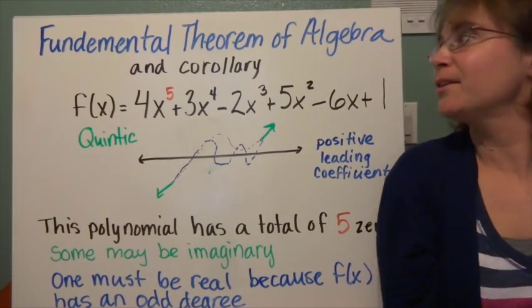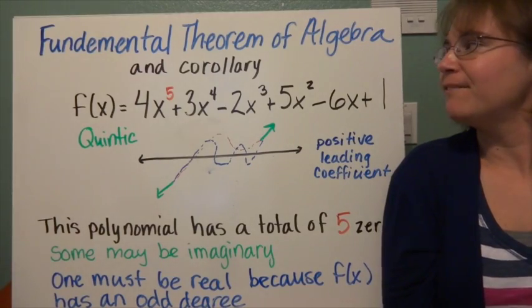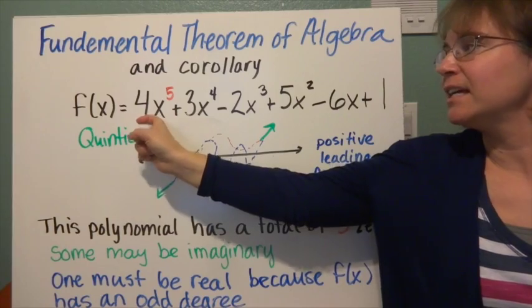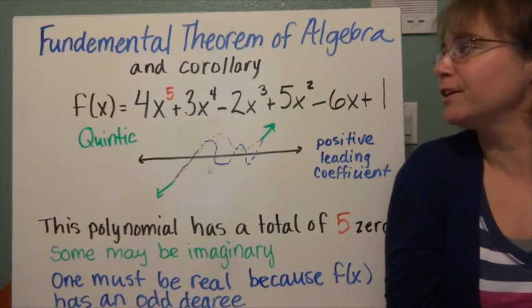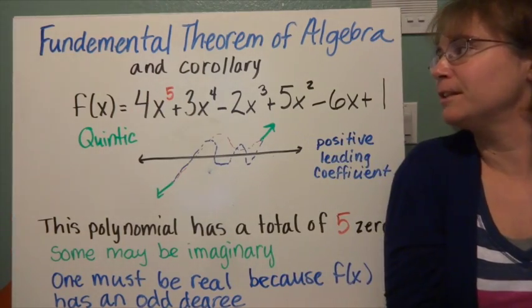The fundamental theorem of algebra and corollary. Say we have a polynomial. Here we have f of x, and we've got a big polynomial over here, and we know it's a quintic. It's a fifth degree polynomial. It's a degree 5, because that's my highest power right there, is to the fifth power.